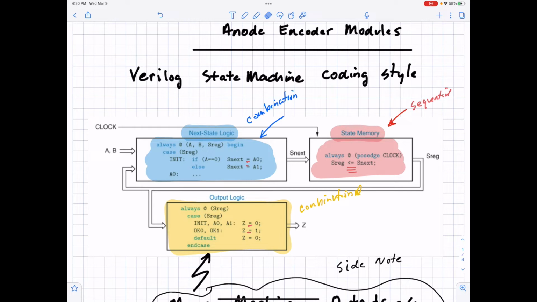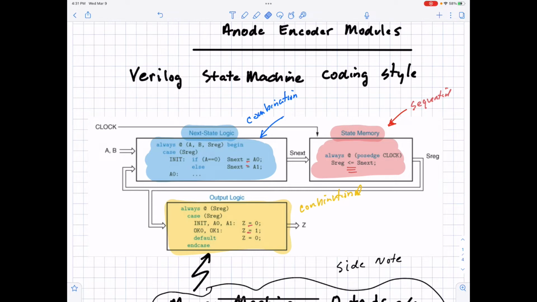Then you have the sequential part, that's the flip-flops. So remember in class we designed a little 2-bit counter, and we had these D flip-flops and they were clocked, and we came up with the input equations for the flip-flops to make it do the counting operation.